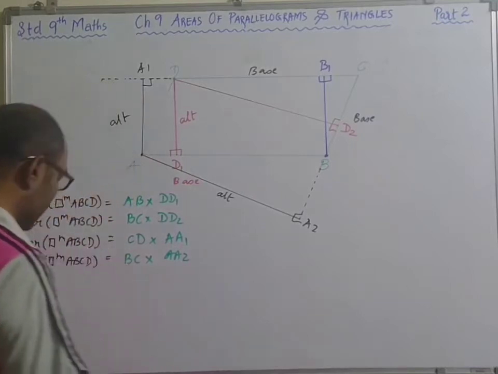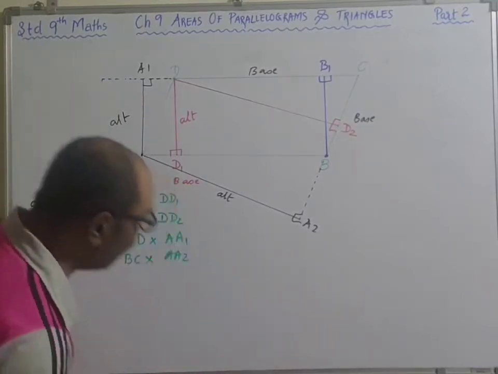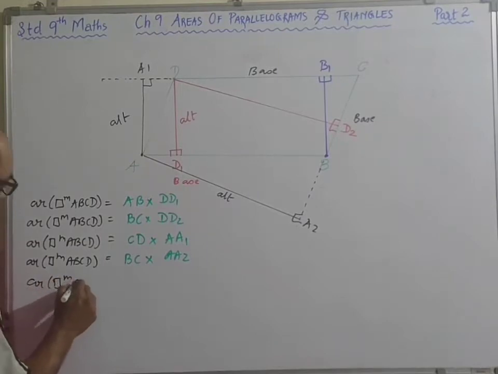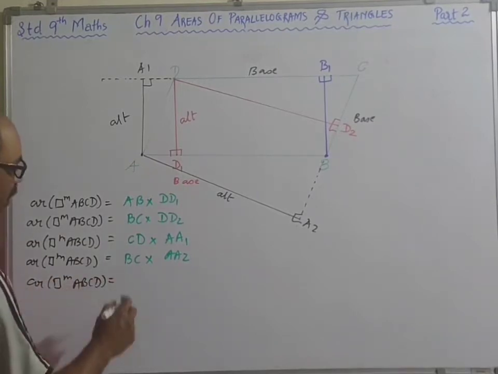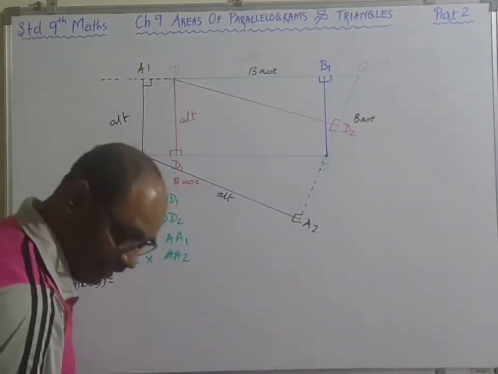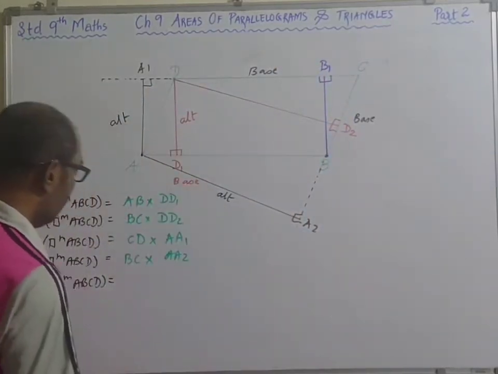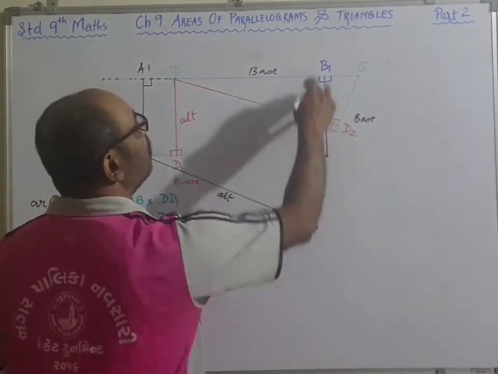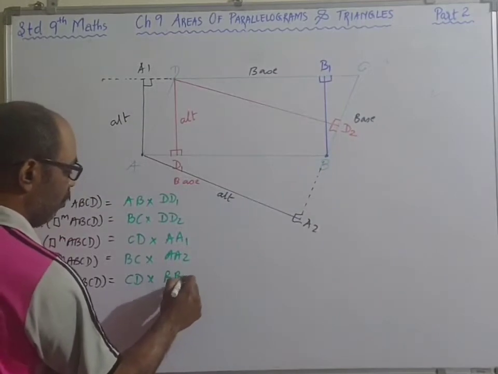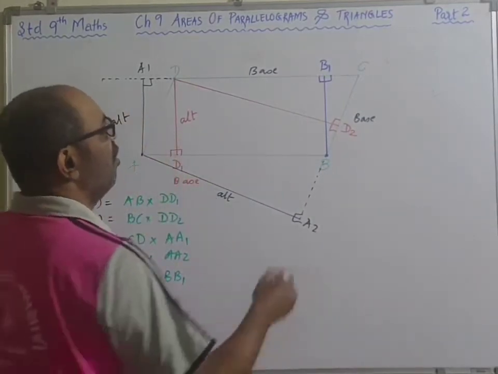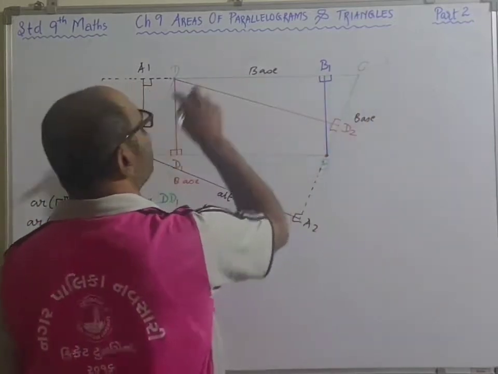Alright. So again, you got another formula. Area of parallelogram ABCD is base, you have taken base CD, into corresponding altitude BB1. Okay, that was altitude dropped from B to opposite side CD.